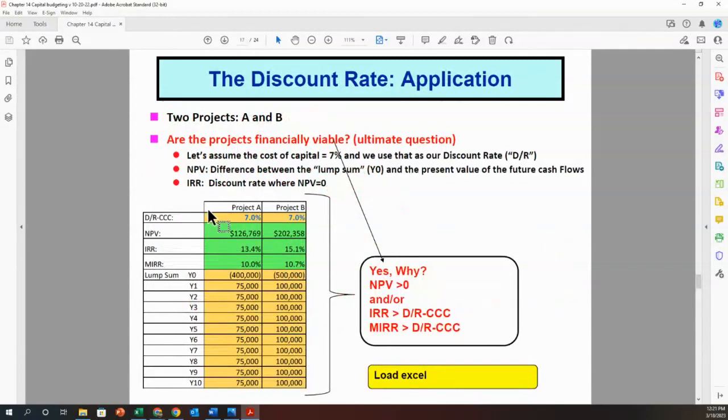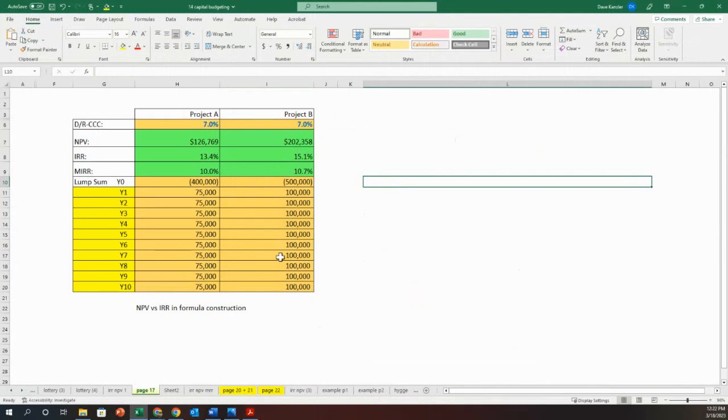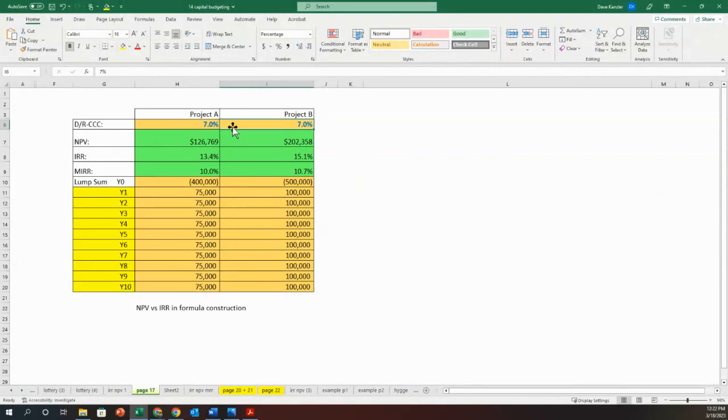So I would take project B, right? Because it has a higher net present value than project A. It has a higher internal rate of return than project A. Now, what this chapter doesn't factor in is, are they equally risky? And that's what we'll dive into next week.